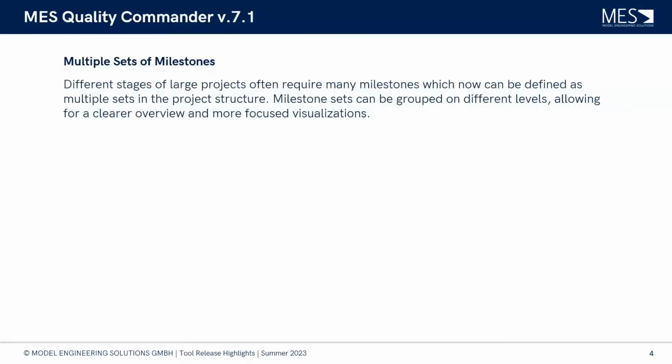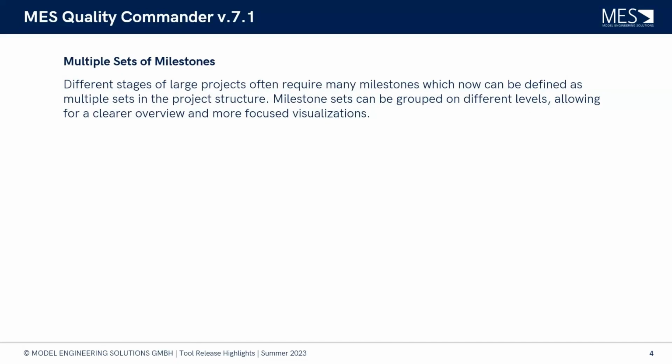We're going to look into the latest release of the MES Quality Commander MQC, which is 7.1. And there are two nice topics we would like to talk about today. The first one is with regards to the creation of multiple sets of milestones that can be created in a hierarchical order to deal with especially large projects where you may have really a lot of milestones, to allow a clearer understanding of your milestones.